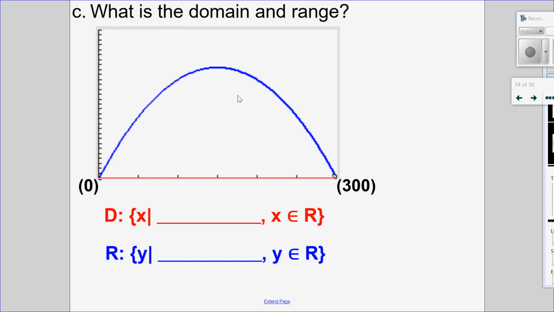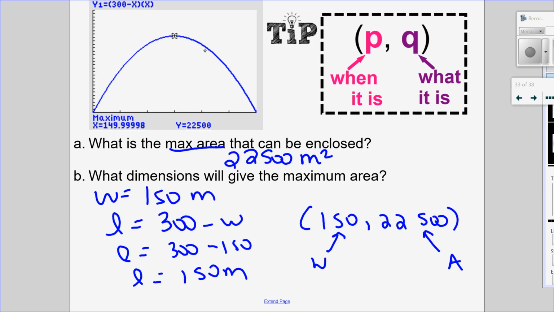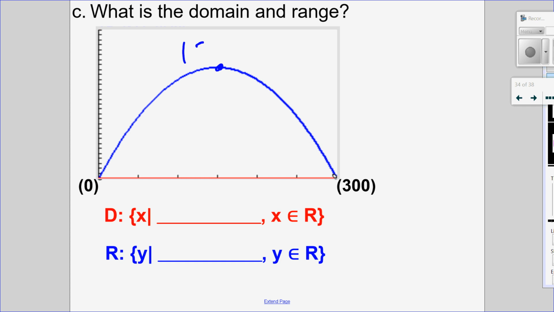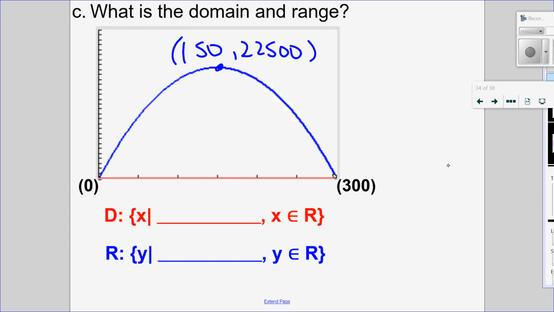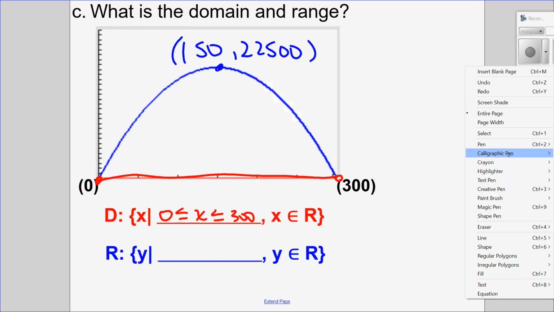Okay, let's talk about domain and range, last part of the question. So I have all my points labeled here. I'm going to put my vertex in the middle, which was again 150 and 22,500. Okay, so that's really all I need to know for domain and range. So domain is along the x-axis, what's happening with the values. So the domain is along here. It goes from 0 up to 300. So it's in between 0 and 300, but still any other real number.